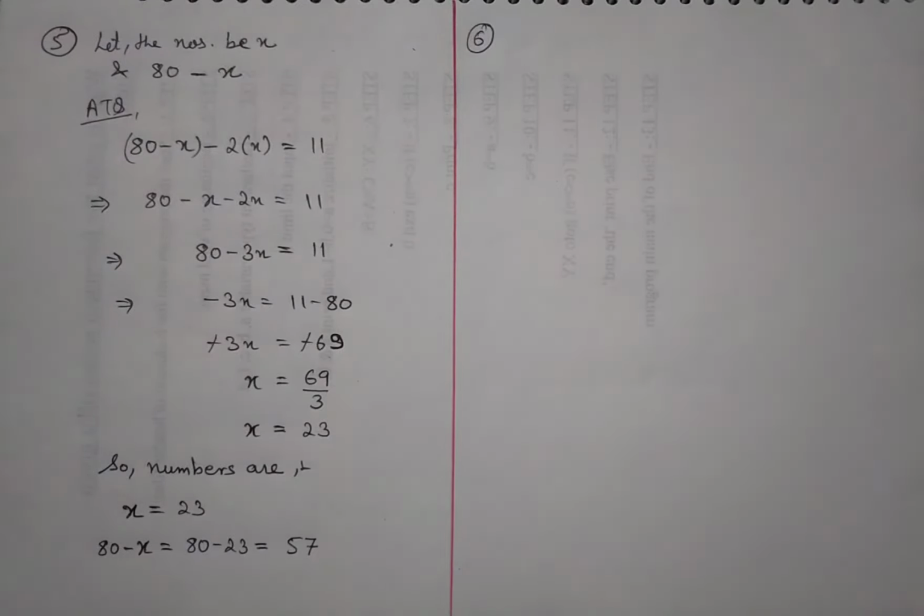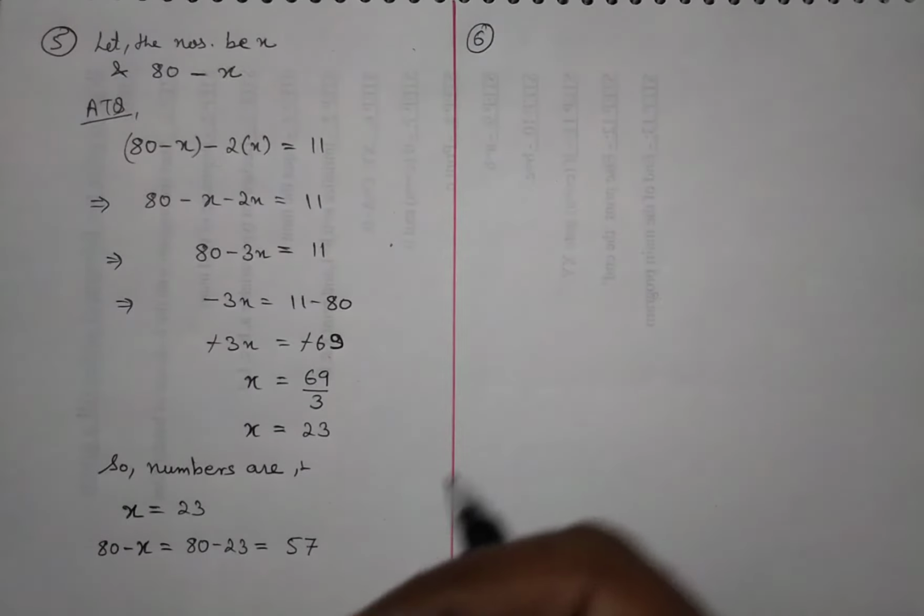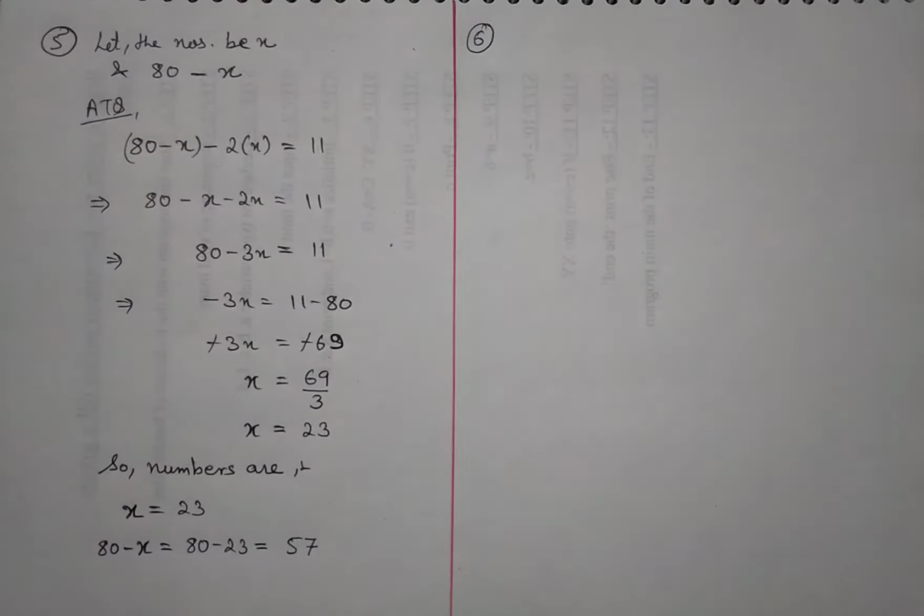In question number 6, we have to find the three consecutive odd numbers whose sum is 87. As we all know, the difference between two odd numbers is 2. दो odd numbers के बीच का जो difference होता है, 2 ही होता है. So let the three consecutive odd numbers be, and here we get the numbers x, x plus 2 and x plus 4.